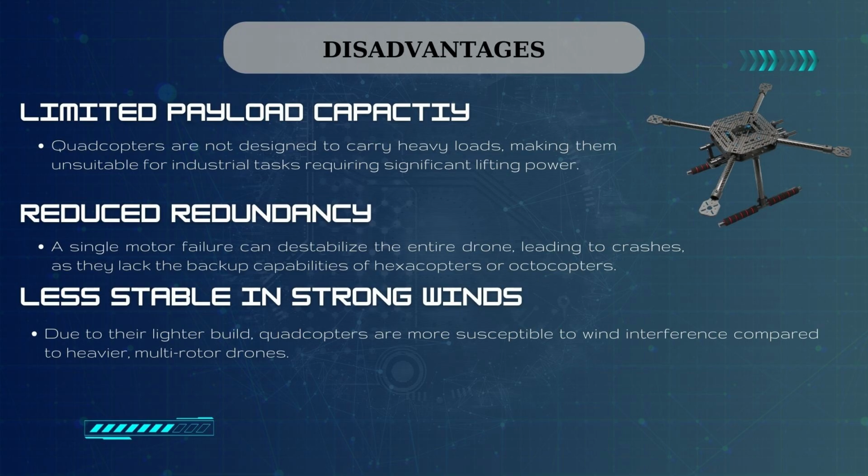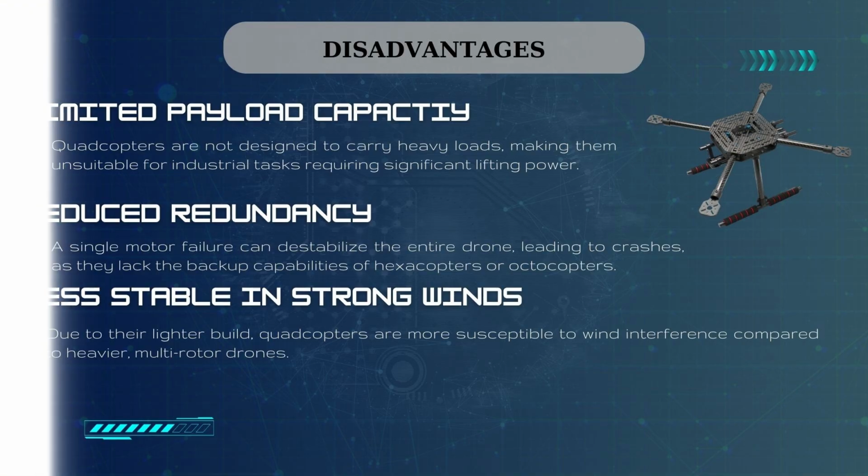Quadcopters are not designed to carry heavy loads, so they are not suitable for use in industrial applications where heavy materials must be transported. Since they are generally used with 4 engines, in case of any engine failure, the drone will crash, as there is no engine backup, and it is negatively affected by winds in severe weather conditions.